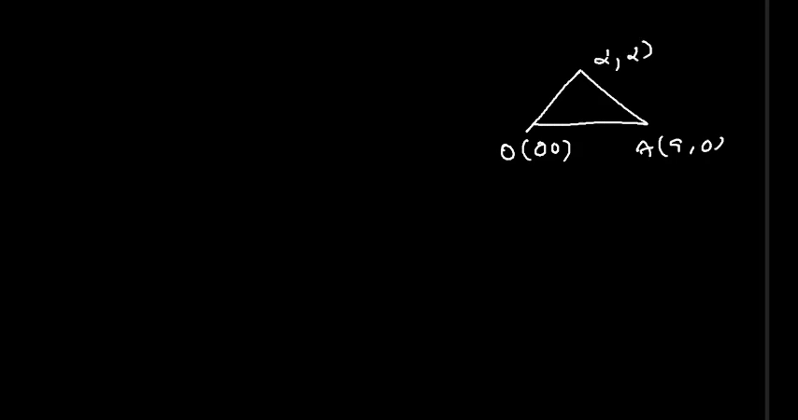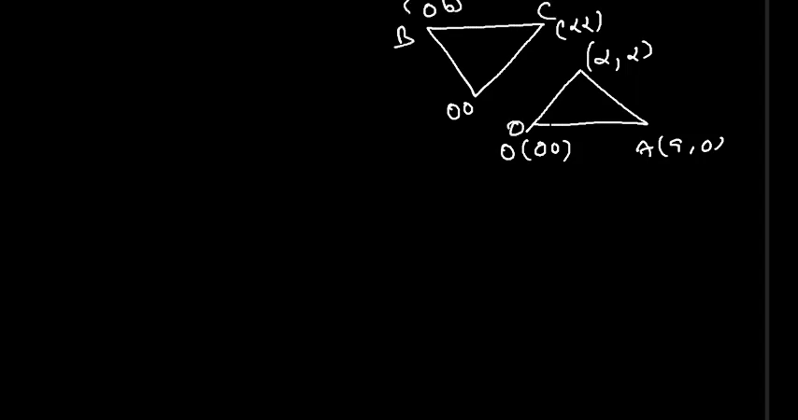One triangle is given here. What is the triangle? This is O (0, 0), A (a, 0), and this is alpha, alpha. One more triangle here: (0, 0), (alpha, alpha), and this is (0, b). This is C, this is O, and this is B and A.